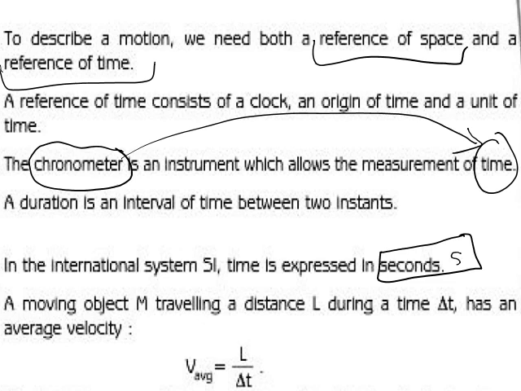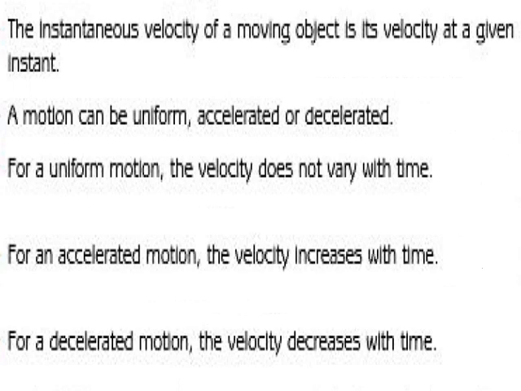A moving object traveling a distance L, or maybe you're going to see this D, for example, distance, during a time delta t has an average velocity. So you have to study this property. V average is equal to L over delta t. Distance over time. What is the instantaneous velocity? The instantaneous velocity is the velocity given at a specific instant.